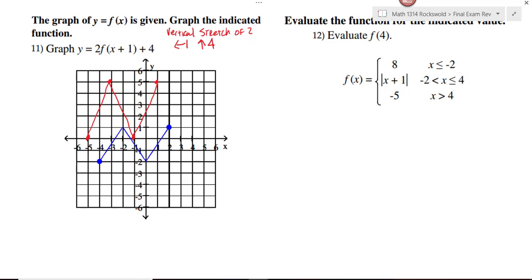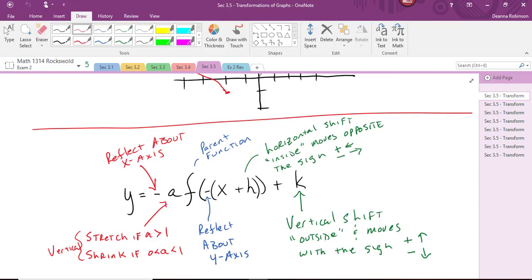Do you remember how the transformations work? You may want to go back and look at your notes on graphing functions using transformations. Right here in the notes from section 3.5, I did a summary of all of the transformations. So that was in section 3.5. You may need to go back and watch the 3.5 video even.